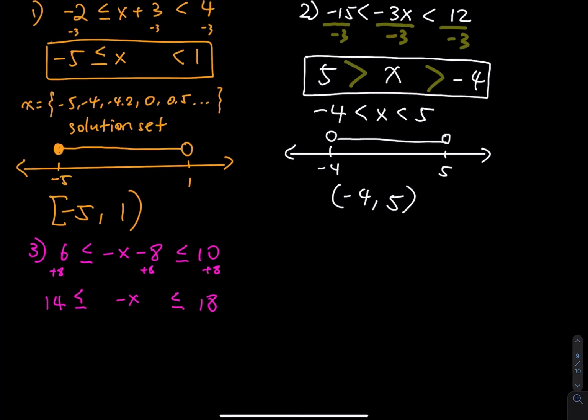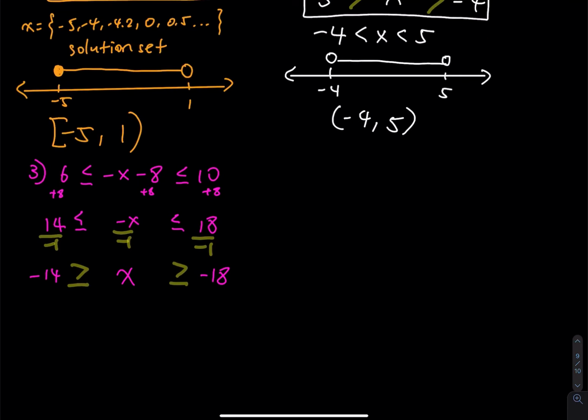And then we have -x in the middle. And then we will divide each side by -1. Since that is a negative, we have to reverse the inequality symbol. So that is -14. This is -18. -14 is greater than -18, so we are good. And then we have x in the middle. You can box this and use that as your final answer.